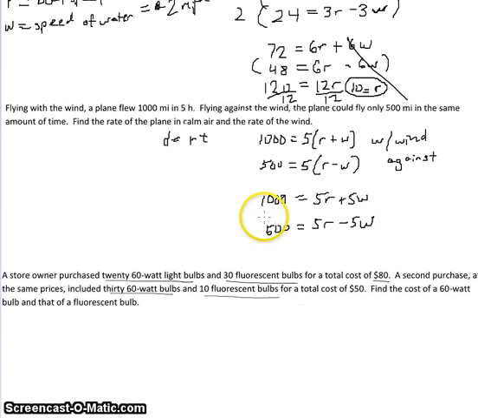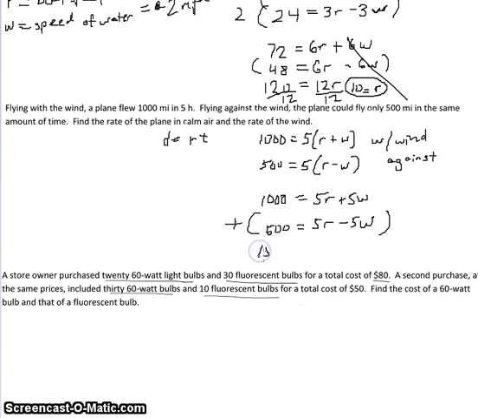And from here, if you notice something already, if you want to solve this, notice that the W's are already the same coefficient but opposites of each other. So I don't even need to multiply by anything. I can just eliminate them. So I'm just going to add them right away.